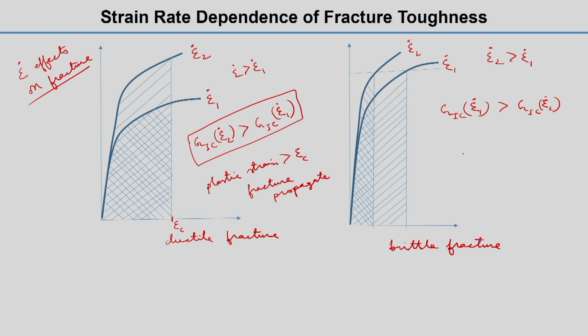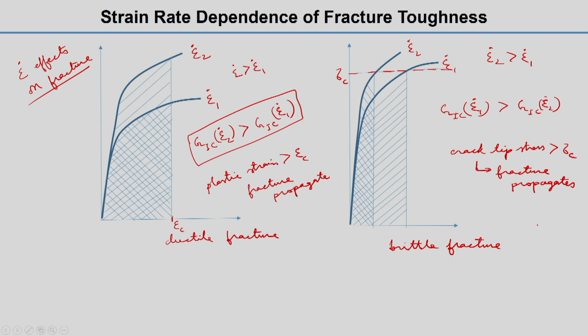But in the case of brittle material, the criterion is different. That is, crack tip stresses should be higher than sigma C. What is sigma C here? Sigma C is the critical value of stress here. So that is the criterion for fracture propagation.